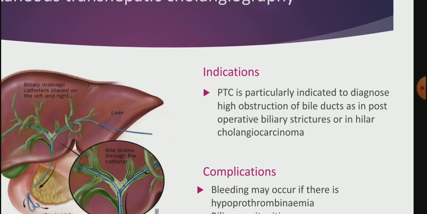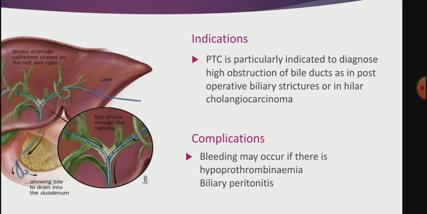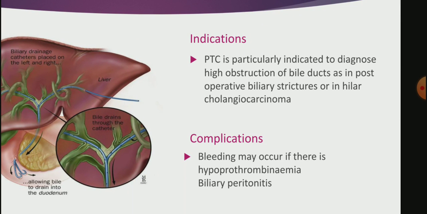Indication of PTC: to diagnose a high obstruction in the bile duct, as in post-operative biliary stricture or hilar cholangiocarcinoma that occurs in the common hepatic duct. Complication: bleeding may occur if there is hypoprothrombinemia, and biliary peritonitis.